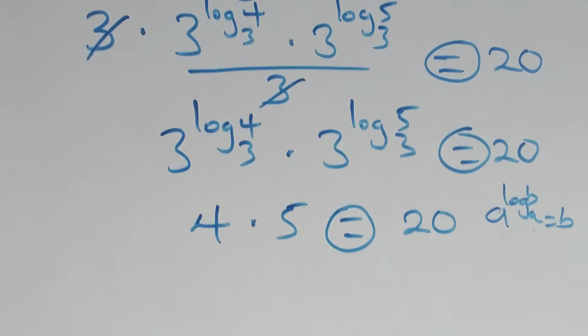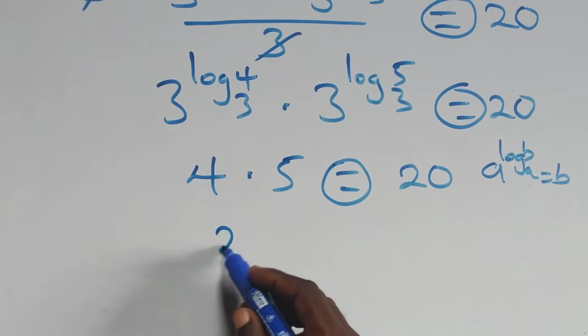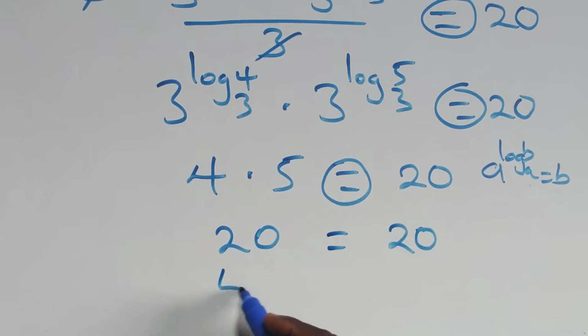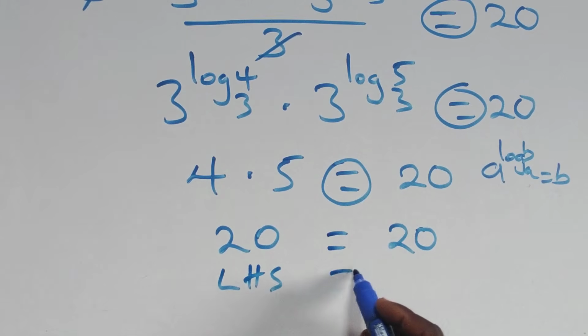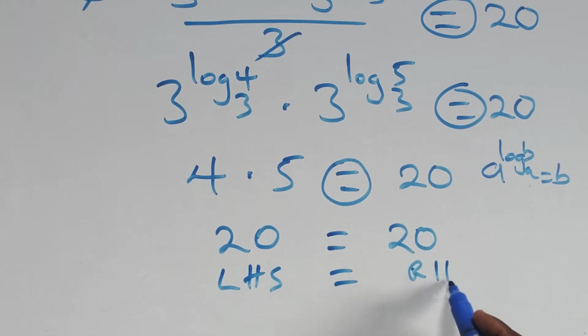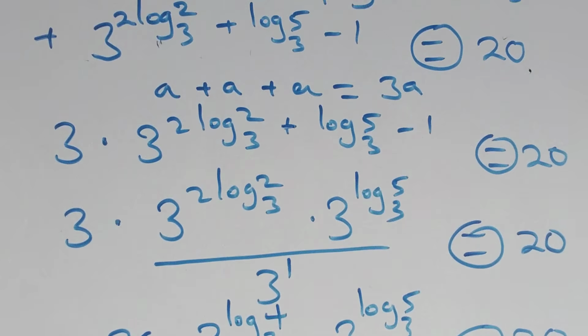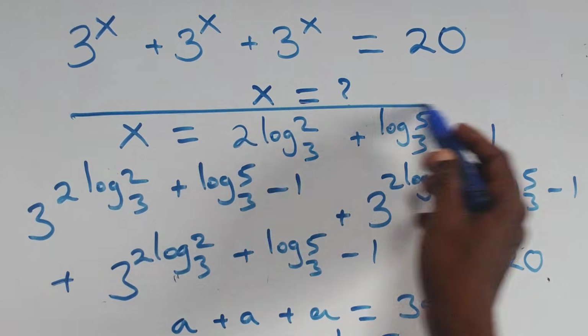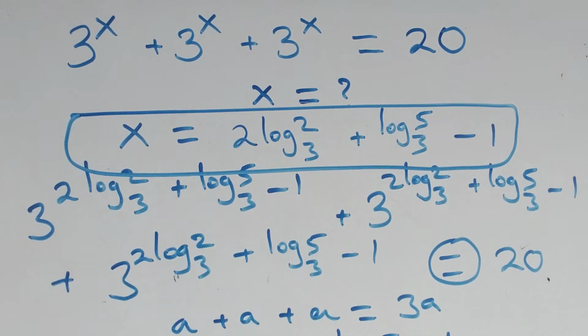Of course. 4 times 5, that's 20, which is equal to 20 from here. Left hand side equals to the right hand side. And therefore, we conclude that the value of x here, which is 2 log 2 base 3 plus log 5 base 3 minus 1, satisfies this given problem.